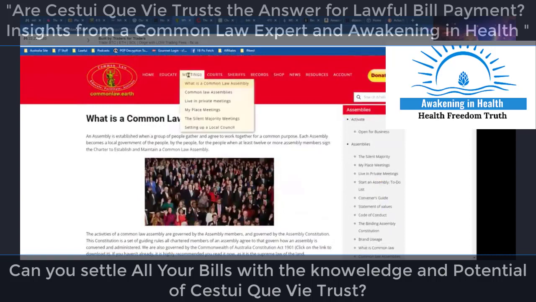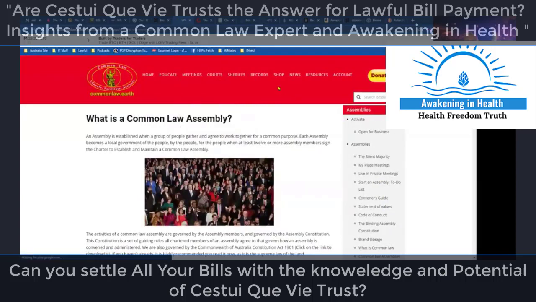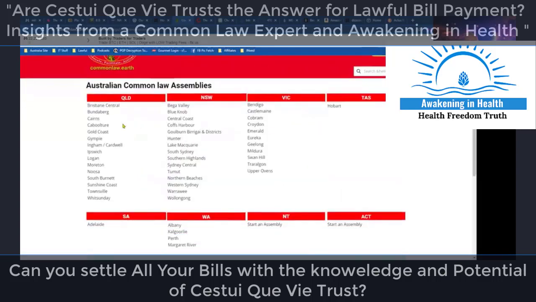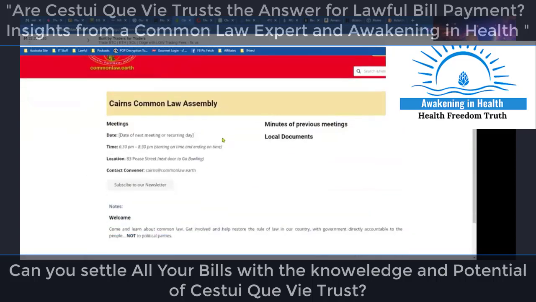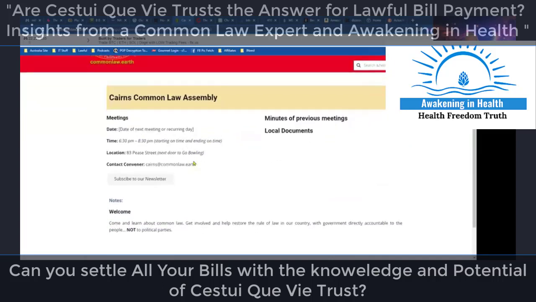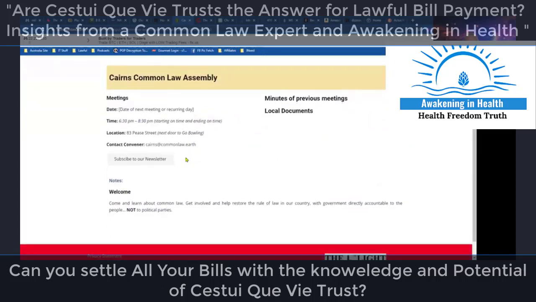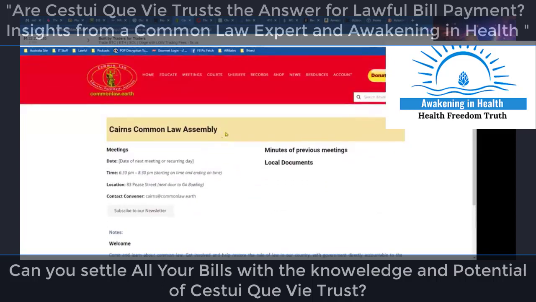Right now, let's go to common law assemblies. So you'll see on here, we've got Cairns. Let's have a look. And right now, we don't have any information, but I'll show you how to do that as soon as you give me a call. Then we can go to courts.